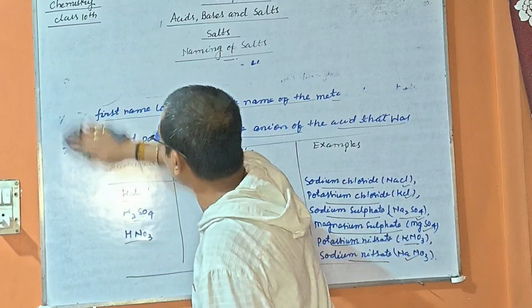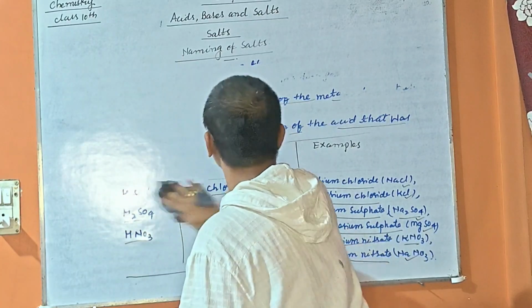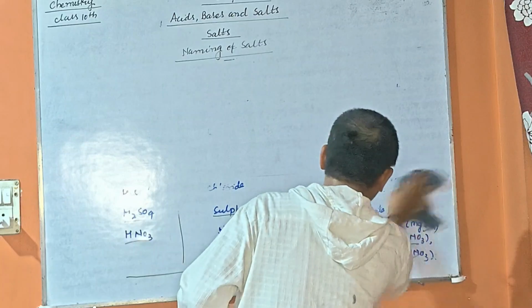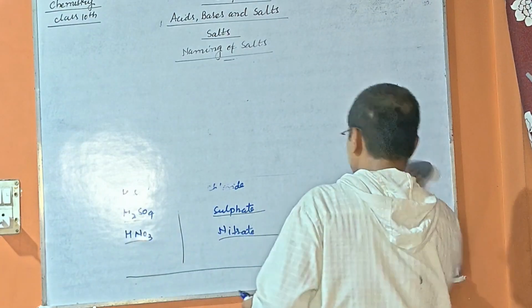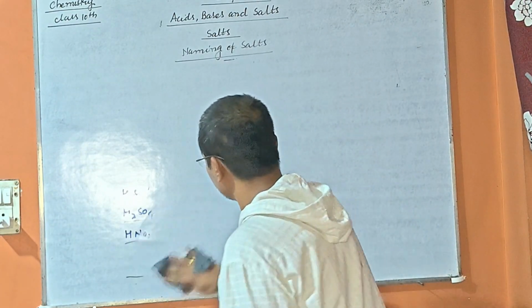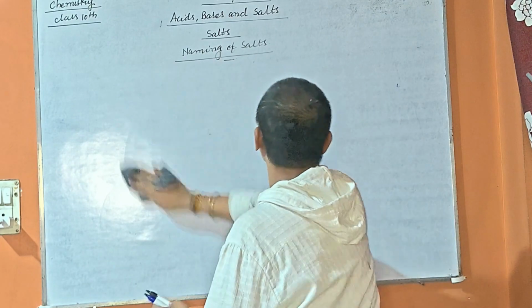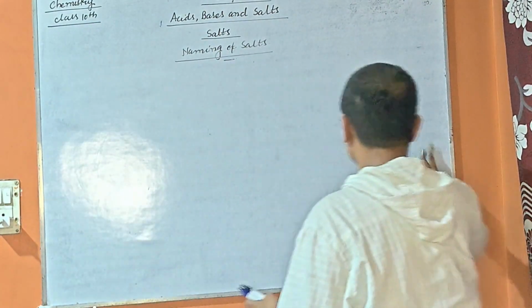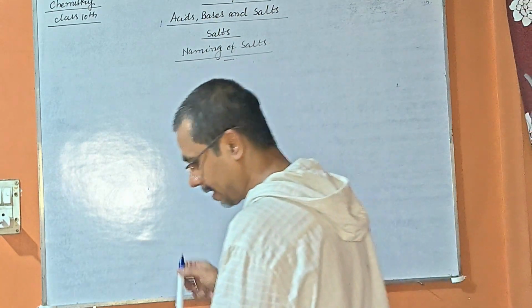So the naming of salt uses a simple method, using the name of the cation and the name of the anion. This is very easy and understandable, and you should learn it by this simple method.